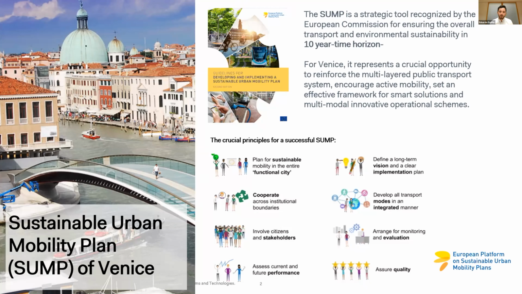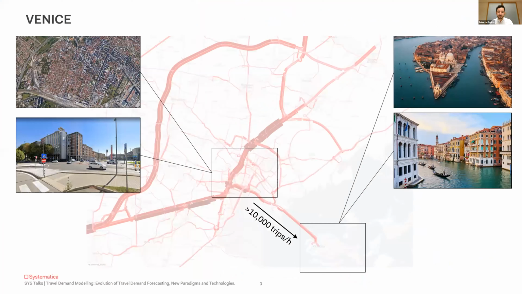So we were able to develop the multimodal transport model for the city of Venice. And it has been very interesting to work in such a special and different city. One could say that Venice could be divided into different types of city or different city centers. On the right, you see the image of the Venice that probably most people know, which is the historic center located on the main island of the Venetian Lagoon.